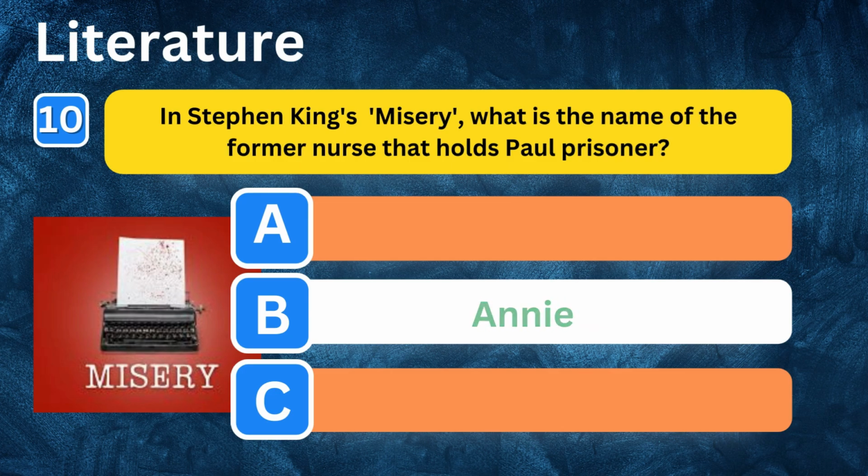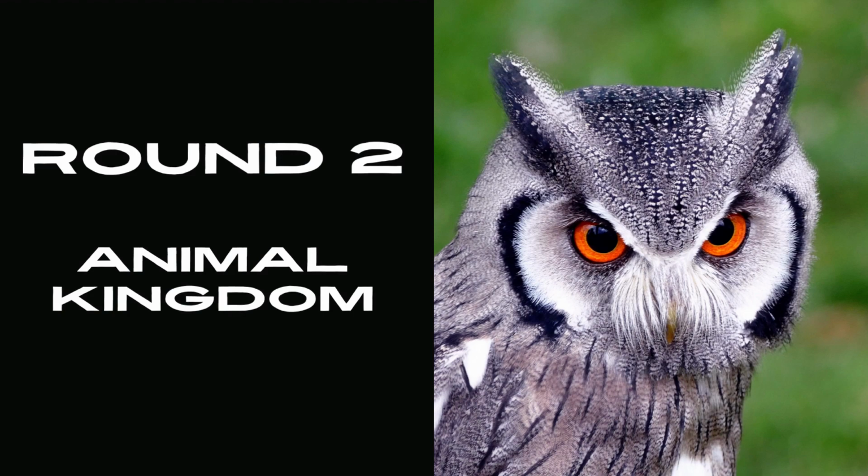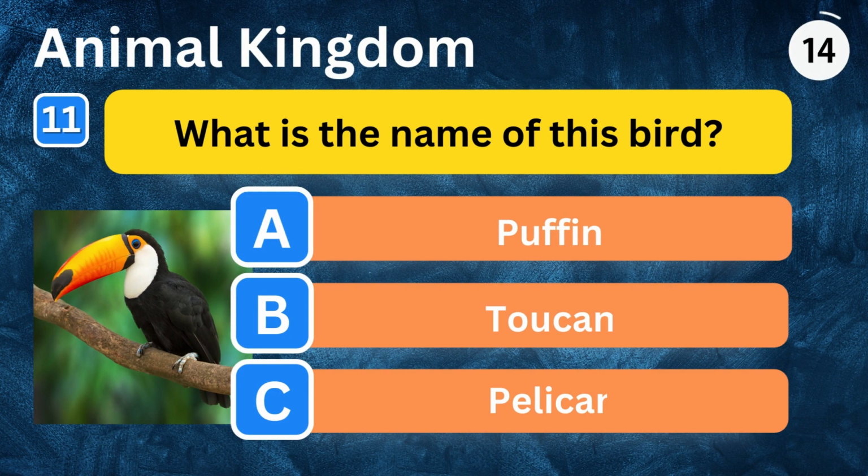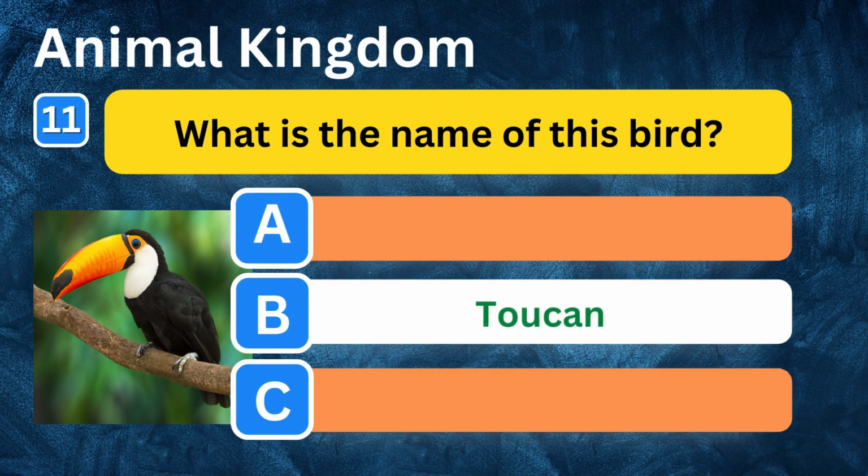Let's move on to round number 2. Round number 2 is the Animal Kingdom round, and here comes the first question. What is the name of this bird? Is it a puffin, a toucan, or a pelican? And the answer is a toucan.